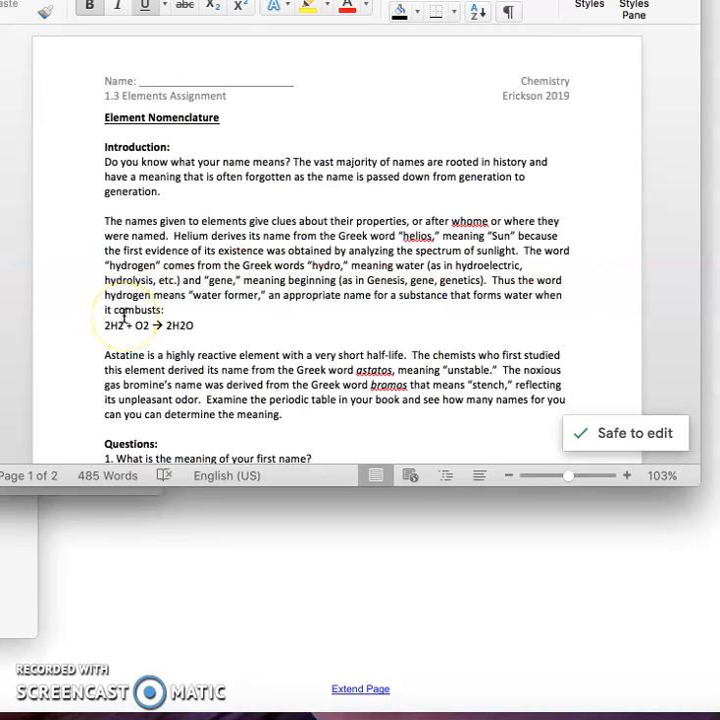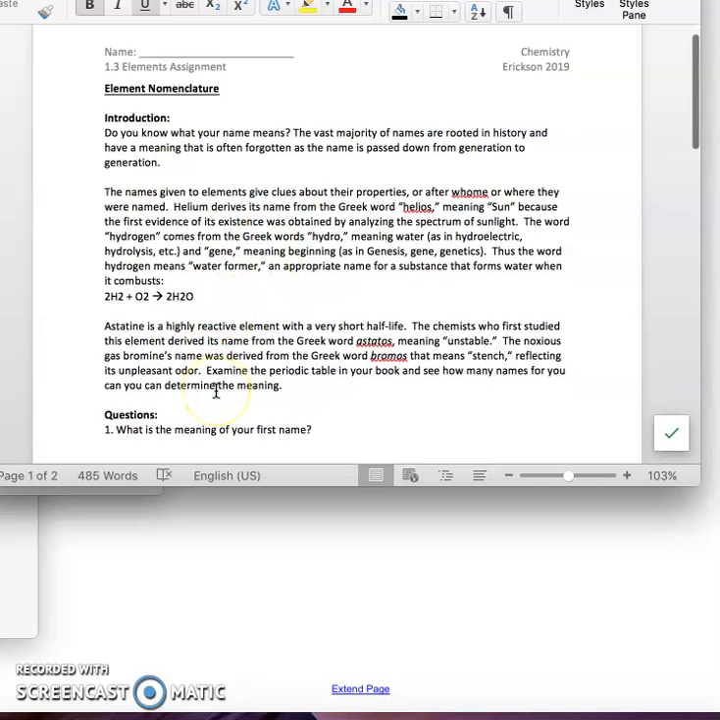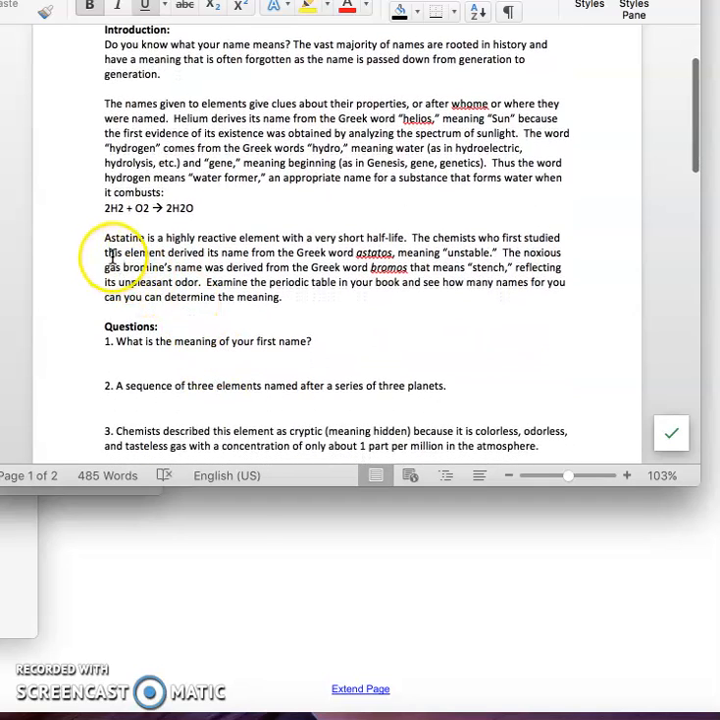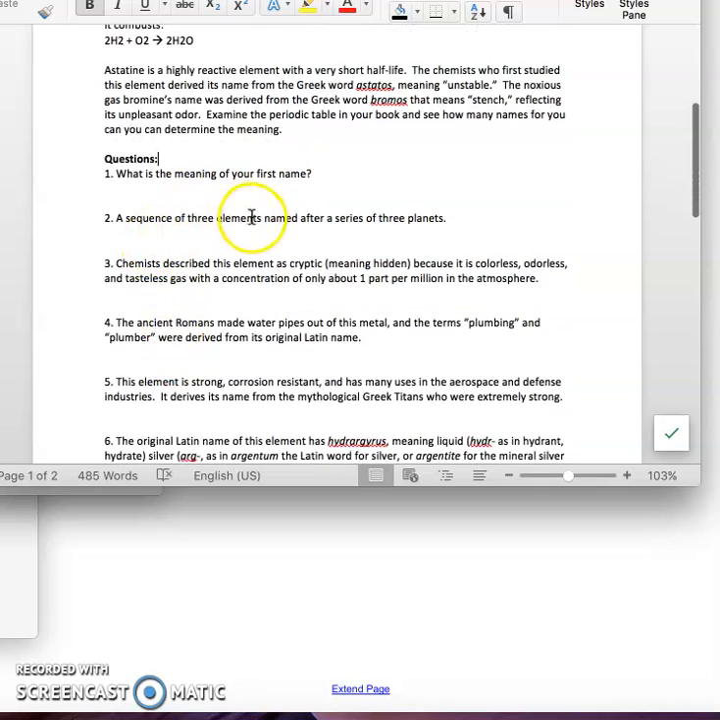So let me pull up the assignment here. It says element nomenclature. Do you know what your name means? The vast majority of names are rooted in history and have a meaning that is often forgotten as the name is passed down from generation to generation. And you can go on to read about how water was named, and astatine, how that's named. So what is the meaning of your first name? And then these questions right here, see if you can figure out what the elements are.